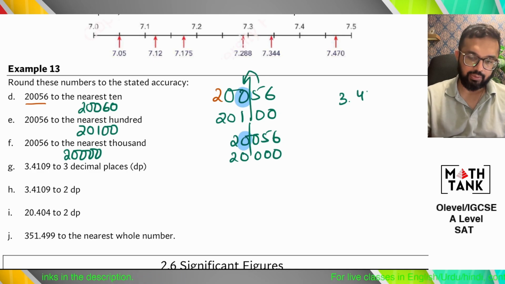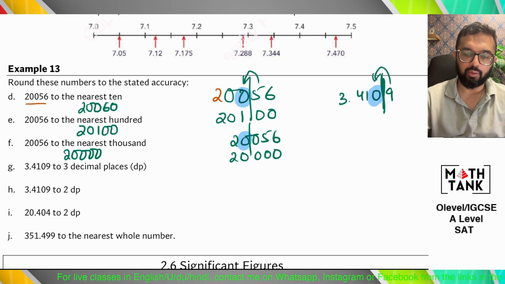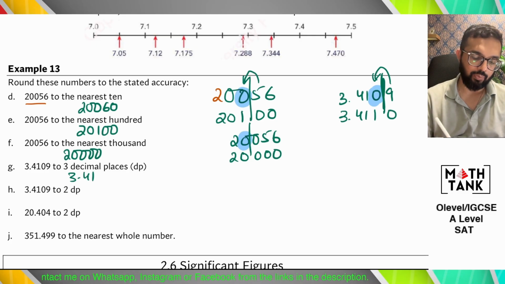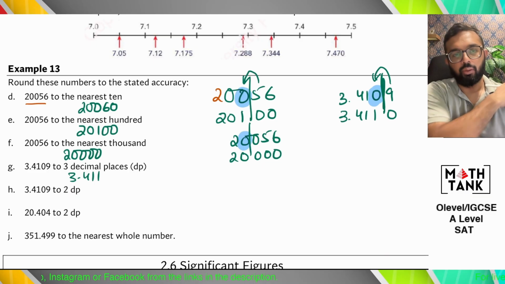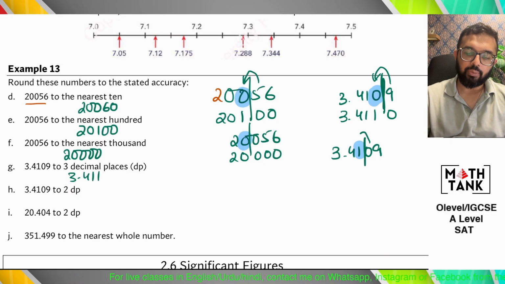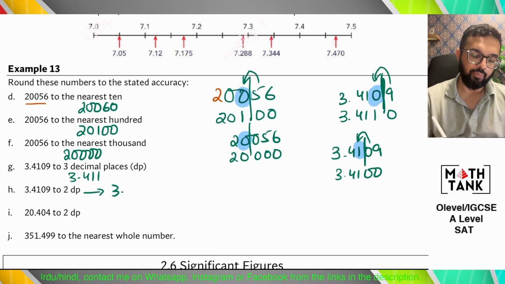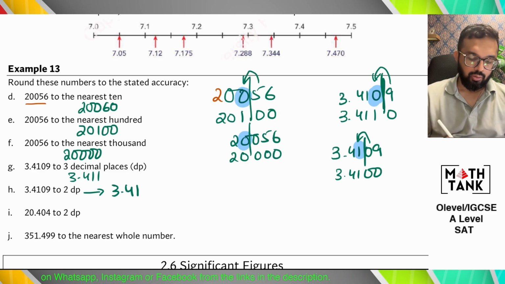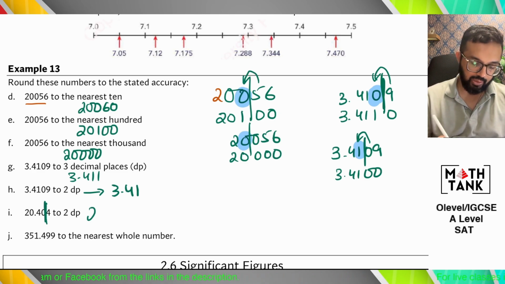To three decimal places. Where are three decimal places? That's where three decimal places are, so I round off here. I add 1 because this is greater than 5, so this becomes 3.411. To two decimal places, that's what you do. Round off, nothing to add, so this becomes 3.4100. You just write 3.41. To two decimal places, again 20.40.